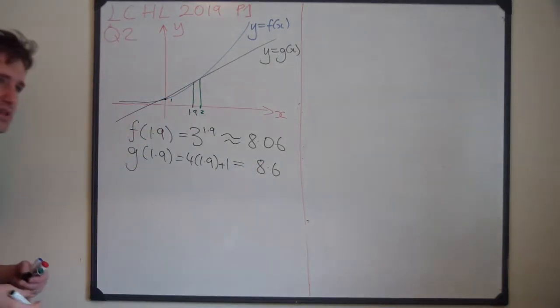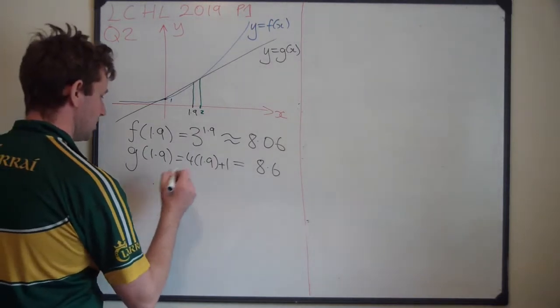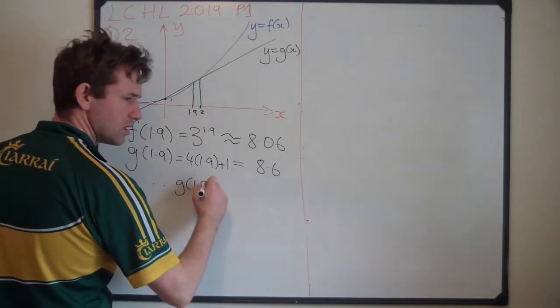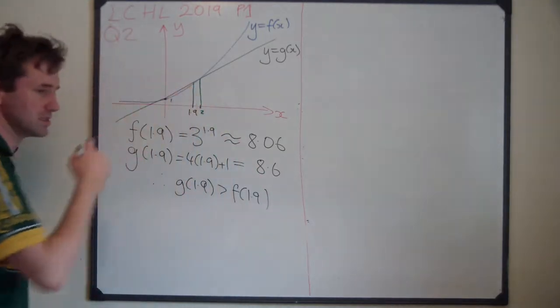Now it's important to answer the question that's asked. Verify this, so this basically does it. You could just say therefore g of 1.9 is bigger than f of 1.9, which we can see from this picture.